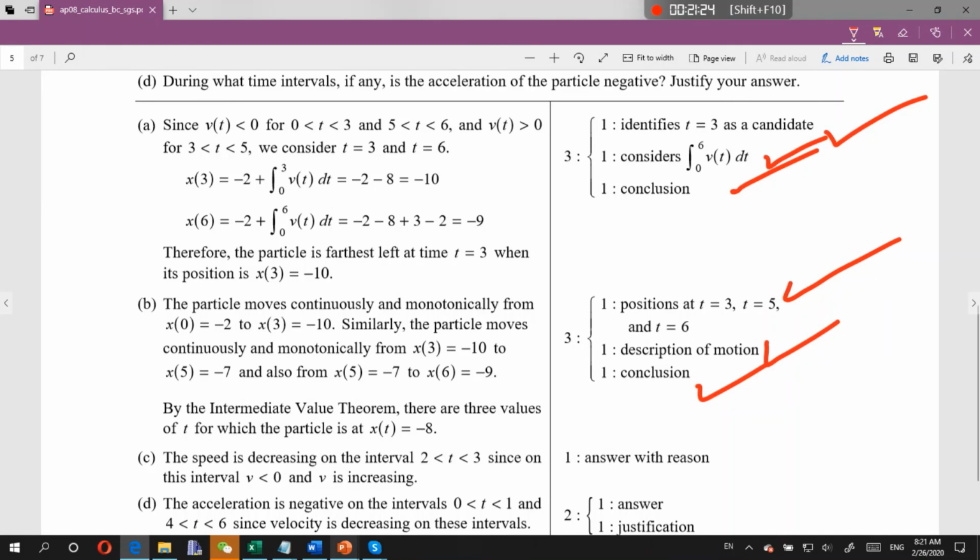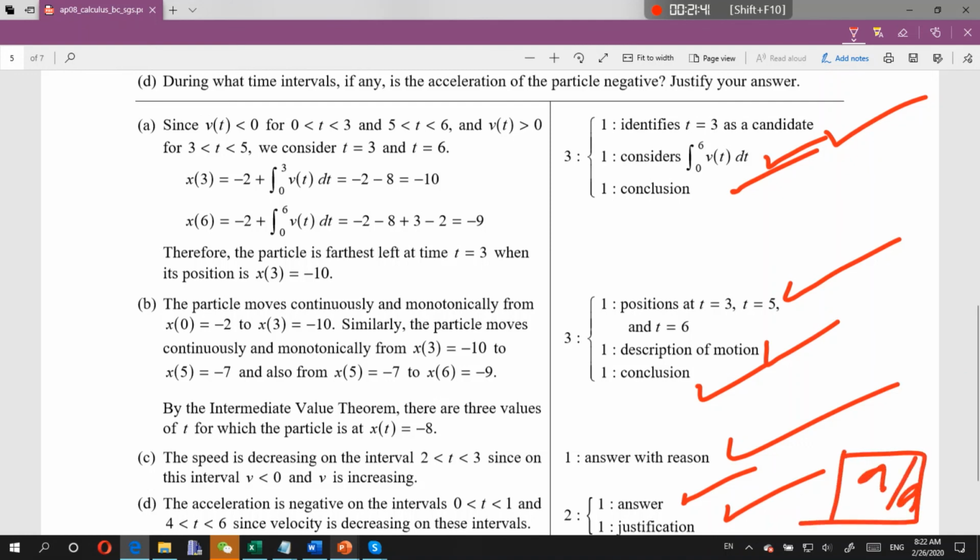Speed was decreasing on 2 to 3, since velocity was negative but increasing. And then acceleration is negative as velocity is decreasing. Okay, cool. So that's 9 out of 9 points. Any questions on anything from today?